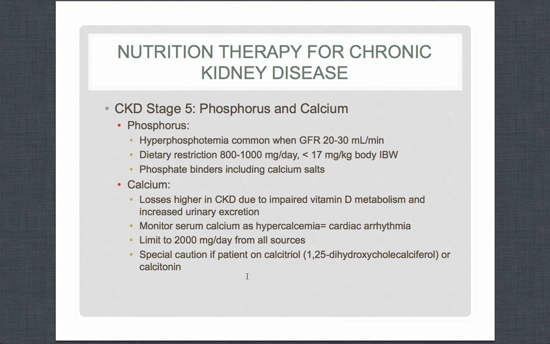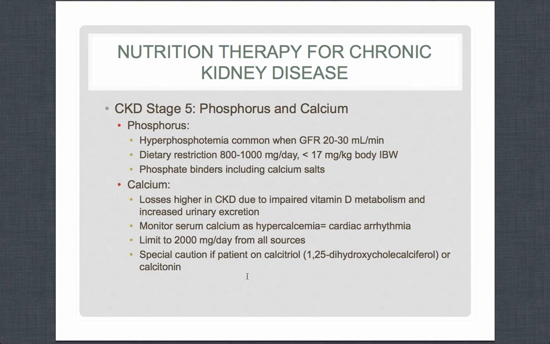Phosphorus and calcium are very important in stage 5 chronic kidney disease. Hyperphosphatemia is very common when GFR gets between 20 and 30 or lower. Dietary restrictions are recommended to 800 to 1,000 milligrams per day or less than 17 milligrams per kilogram ideal body weight. Phosphate binders we talked about include magnesium and calcium salts. Calcium losses are higher in chronic kidney disease due to impaired vitamin D metabolism. Monitoring serum calcium is important because hypercalcemia can result in cardiac arrhythmias and death. Recommendation is to limit to 2 grams from all sources.